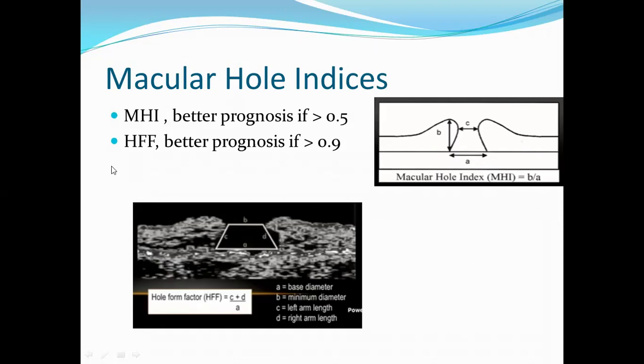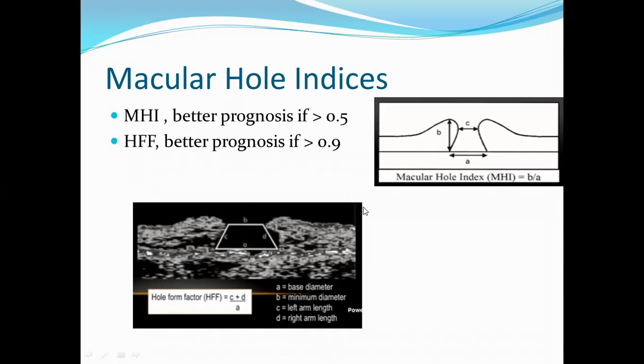Then the second one is hole form factor. So what is hole form factor? It is the sum of the left arm length and the right arm length divided by the basal diameter. So this index is very important, and if it is more than 0.9, इसका मतलब है कि basal diameter कम है. So then the chances of macular hole closure are more. So it is again a good prognostic sign.